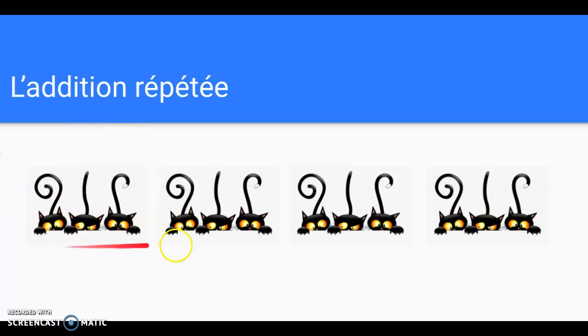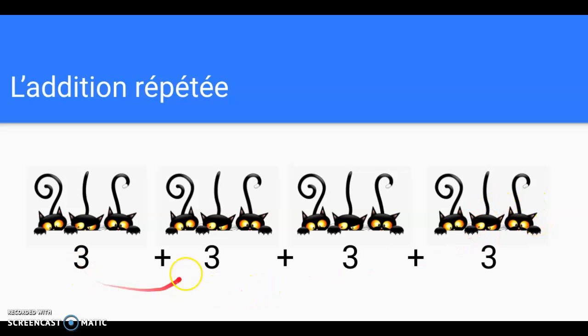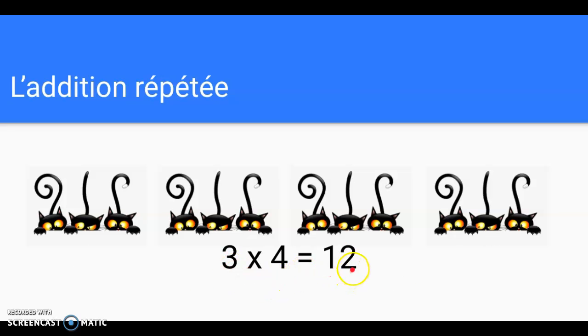So if we want to count all these cats, we could go 1, 2, 3, 4, 5, 6, 7, 8, 9, 10, 11, 12. But they're in groups of 3, so we can add them quicker by going 3 plus 3 plus 3 plus 3, and that equals 12. So 3 times 4 equals 12, because there are 3 cats in each group, there are 4 groups, and there are 12 cats in total. Again, that's just a reminder of how repeated addition works.